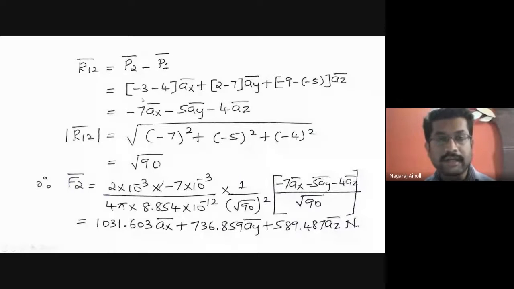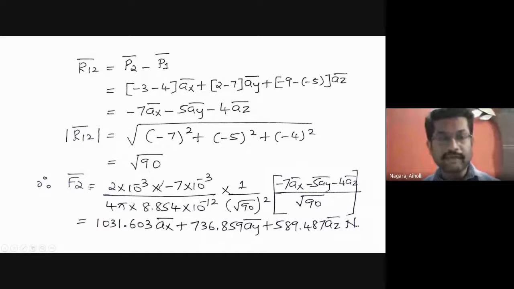What is this? Minus 3 minus 4 is minus 7 AX bar. Then 2 minus 7 is minus 5 AY bar. Then plus, minus 9 minus into minus is plus, minus 9 plus 5 is minus 4 AZ bar. Okay. So note this down here. Then the magnitude of this R12 bar, we know that magnitude is given by the square root of minus 7 square plus minus 5 square plus minus 4 square. That will come out to square root of 90.